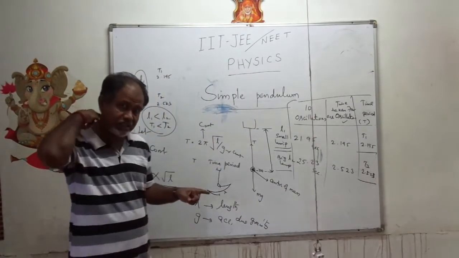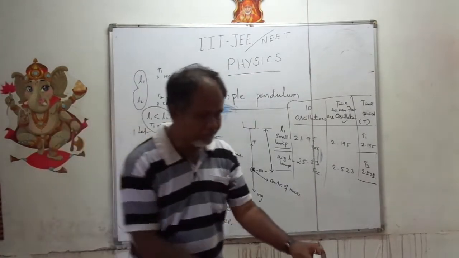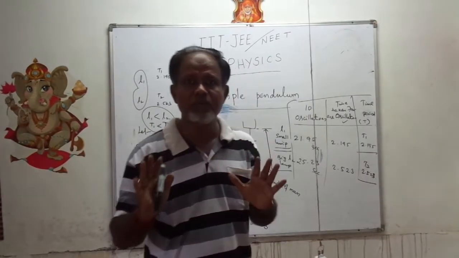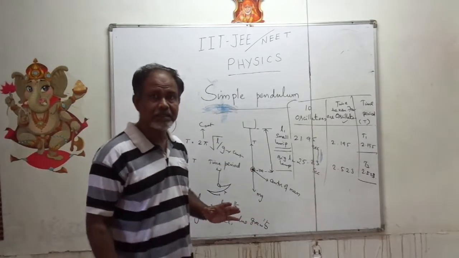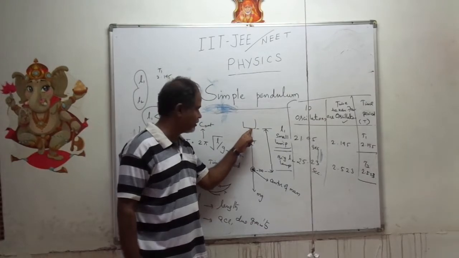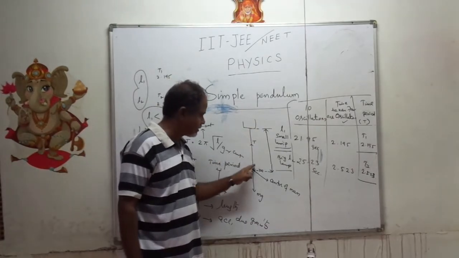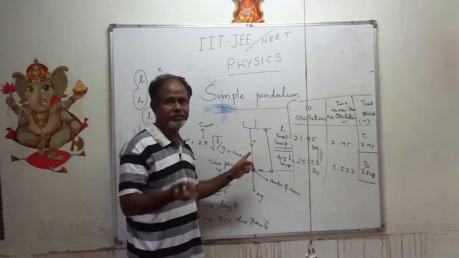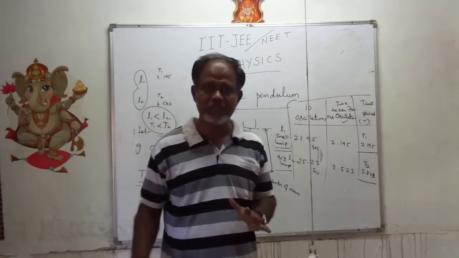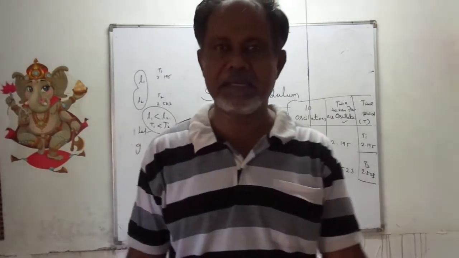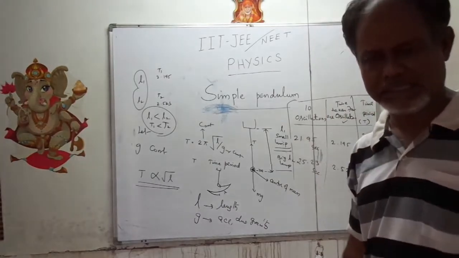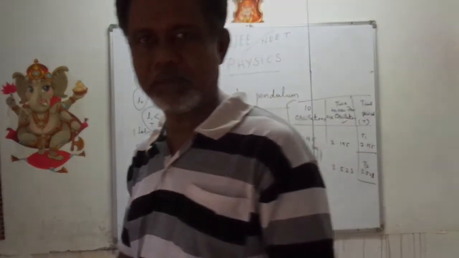L only we change. How is L changed? By changing the size of the ball. Here we must know that the length of the pendulum is from the top, from this point to the center of mass of the body. This is the simple experimental arrangement. We must have concept clarity. For that I put a small video clip of the experimental setup for the simple pendulum.